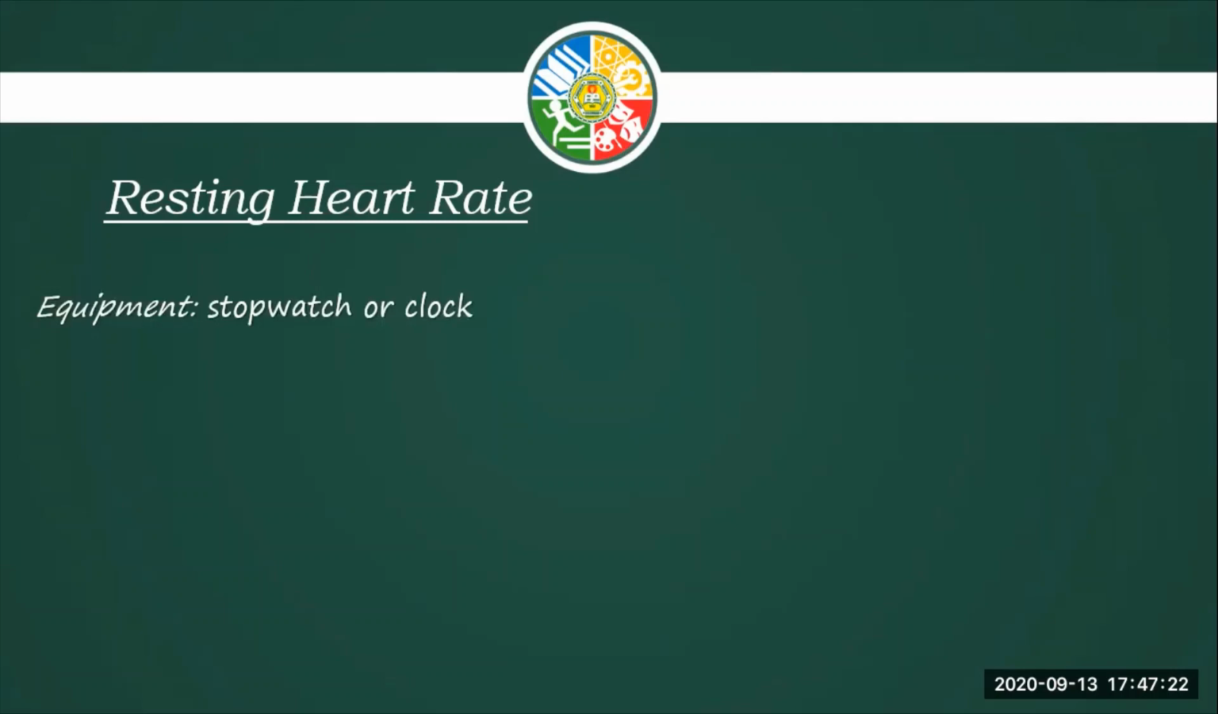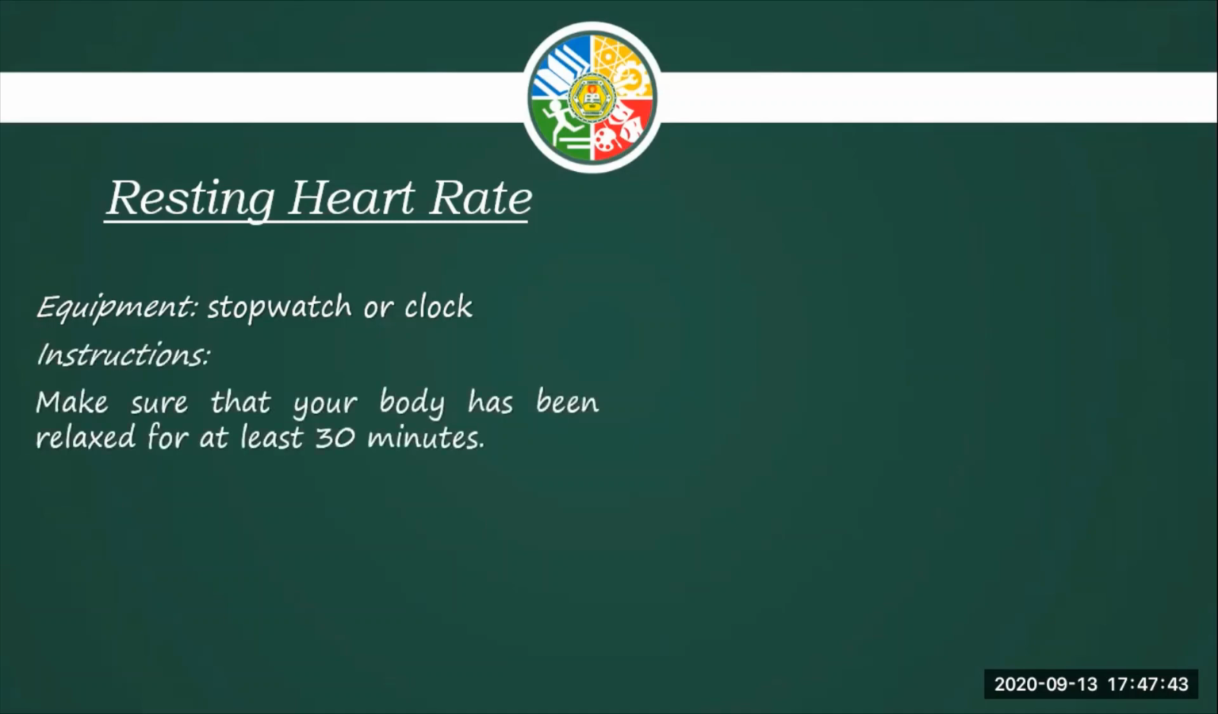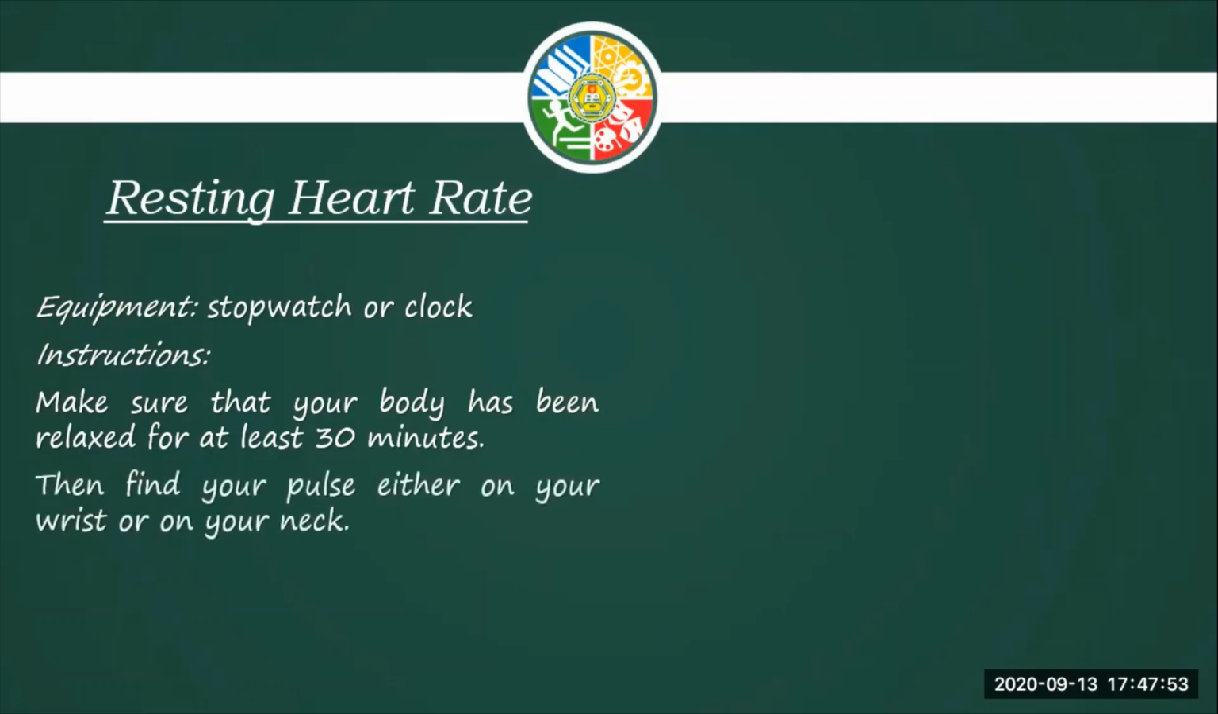Kindly pause the video and try to find the equipment you need before playing the video again. I will assume that you already have the equipment. Let us follow the instructions. Make sure that your body has been relaxed for at least 30 minutes. Try to ask or evaluate yourself if you have been relaxed for 30 minutes. If so, proceed to the next instruction.